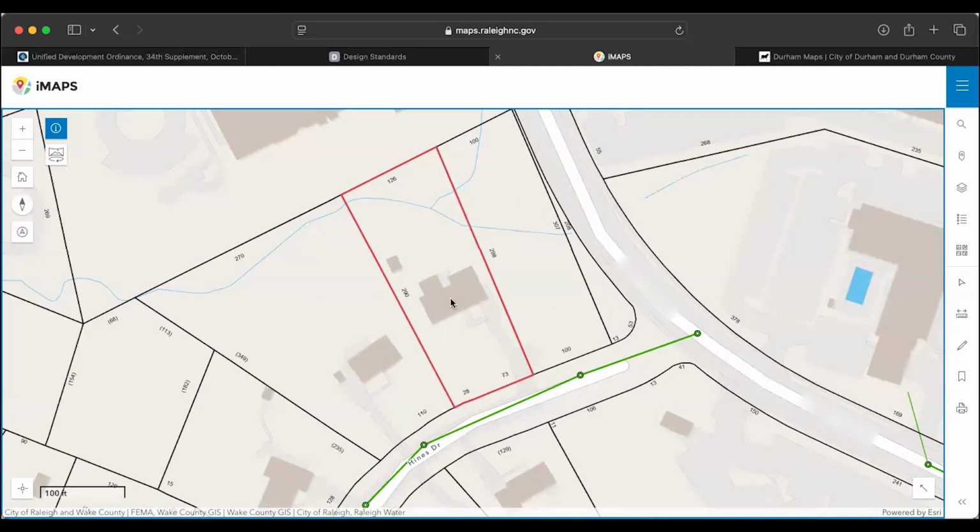I'm really liking this one a lot more. This structure is no longer here. That's been demoed. So that's the way Raleigh would look.